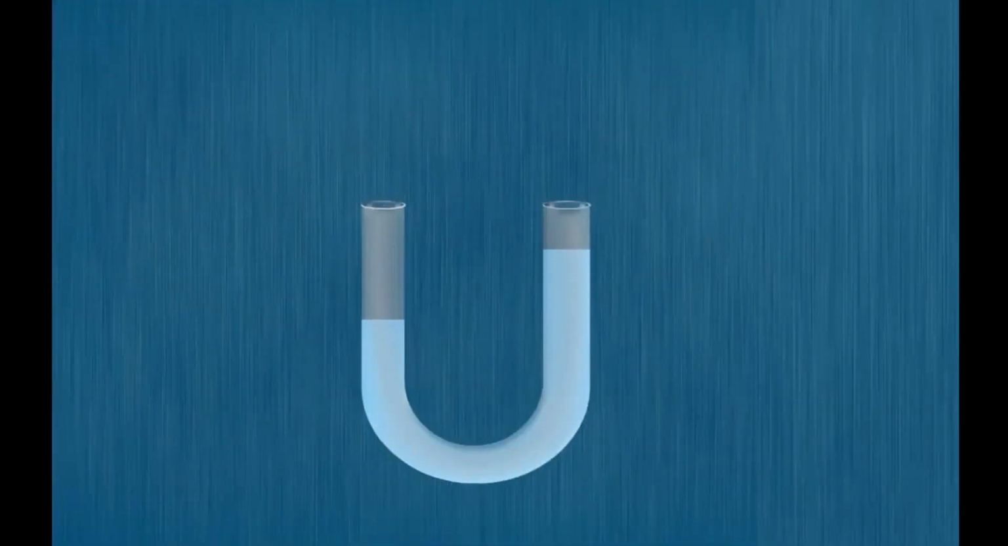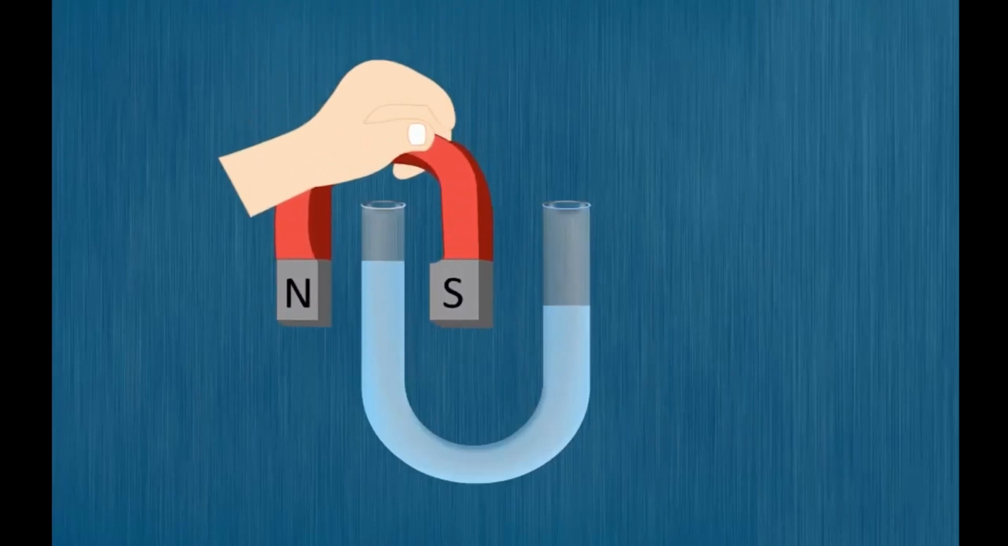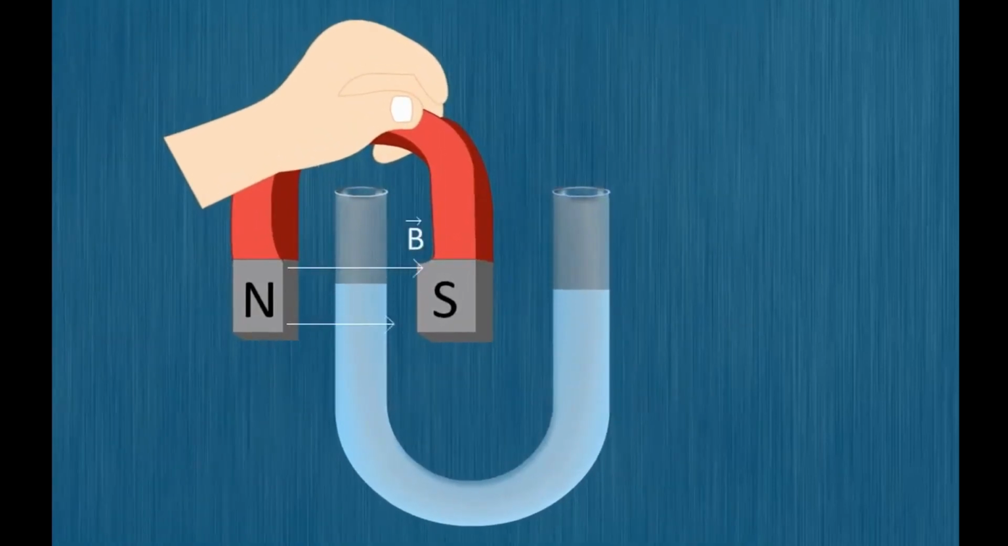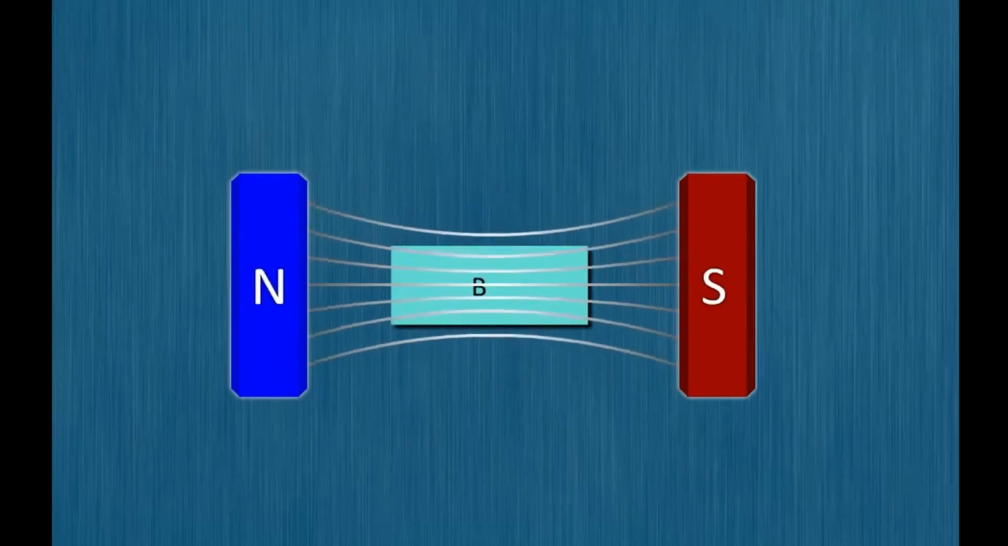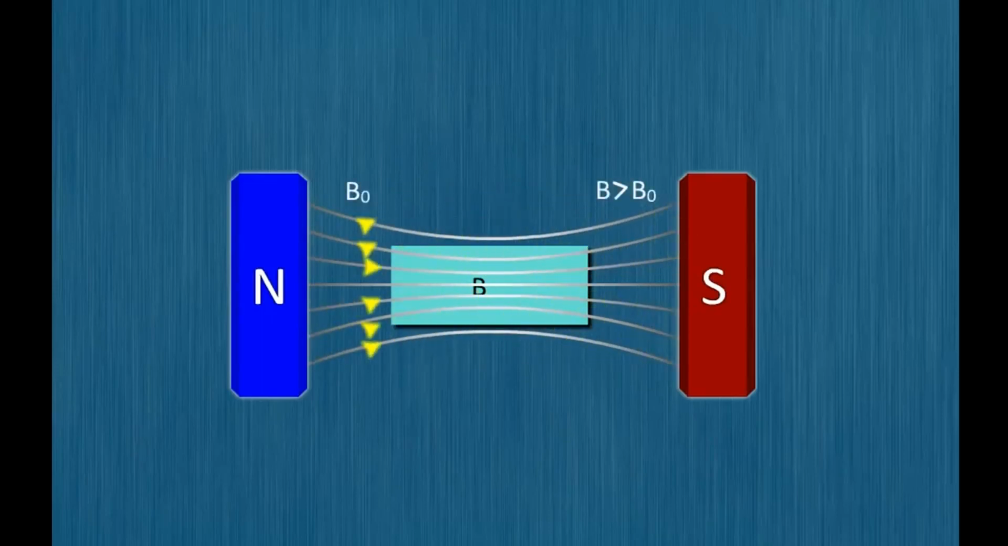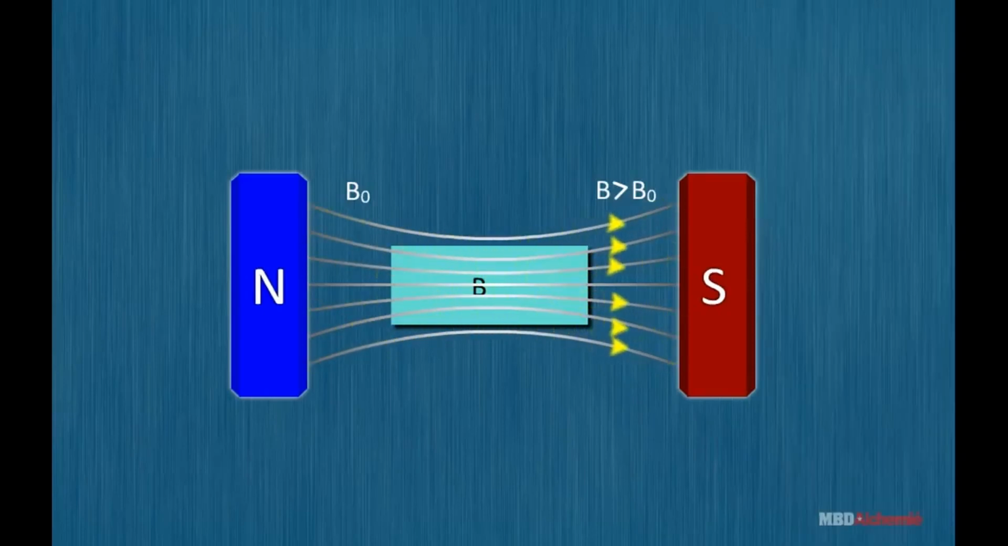When a sample of paramagnetic liquid is put in a U-tube and strong magnetic field is applied across one of the two limbs, the level of liquid rises. This proves the movement of paramagnetic liquid from weaker to stronger parts of the field. When a paramagnetic substance is placed in a magnetic field, the magnetic field lines prefer to pass through the substance. It shows that the magnetic induction inside the sample is greater than the magnetic induction outside the sample. The magnetic susceptibility of paramagnetic substances has a small positive value.